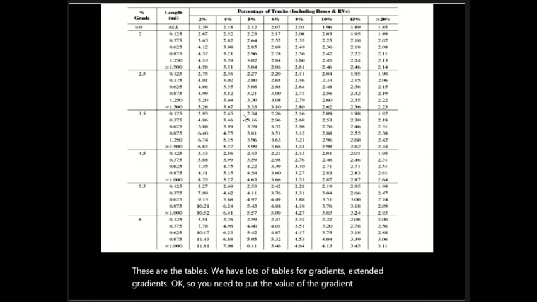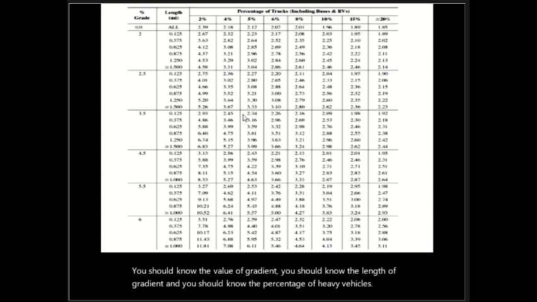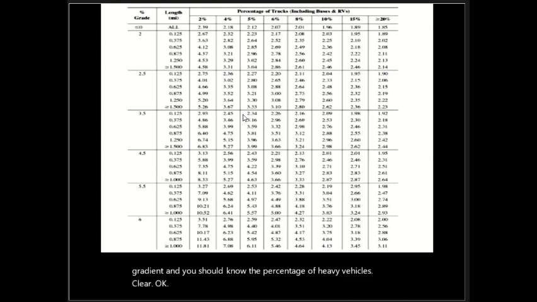These are the tables. We have lots of tables for gradients, extended gradients. You need to put the value of the gradient in the first column, the length of the gradient in the second column, and the percentage of heavy vehicles in the top row. You cannot see it here, but it's there, right? The top row. So you need three things to find out the EHV factor when we have extended grade. You should know the value of gradient, the length of gradient, and the percentage of heavy vehicles. Clear? Okay. So these are the factors.